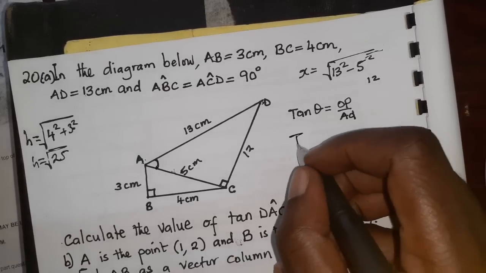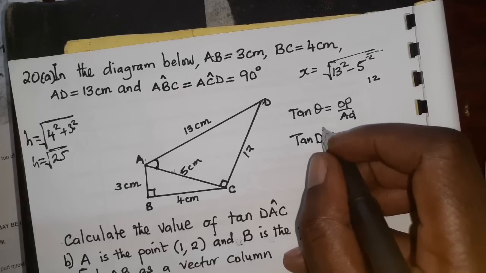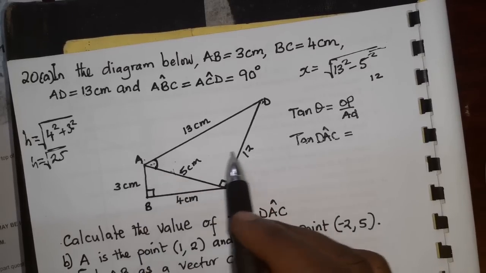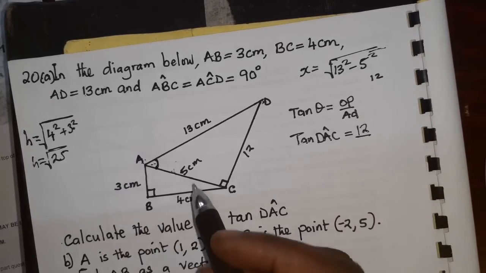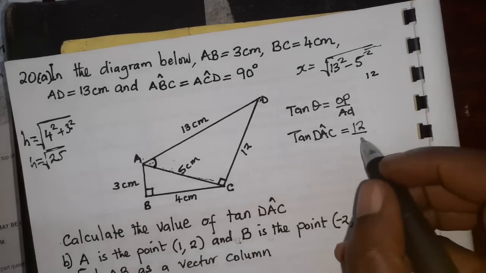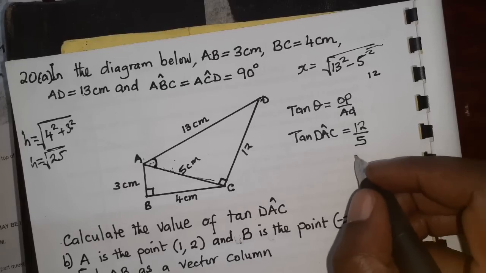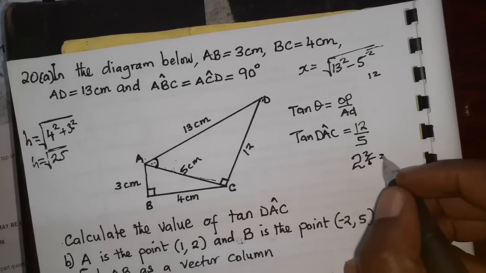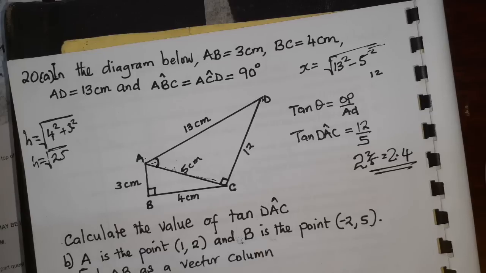So tan DAC is equal to the opposite. What is the opposite to this side? The opposite is 12 over the adjacent. The adjacent is 5, this side. Then when you divide here, what do you get? This is going to give you 12 over 5, or 2.4. That's what you are going to get. I hope that is clear.